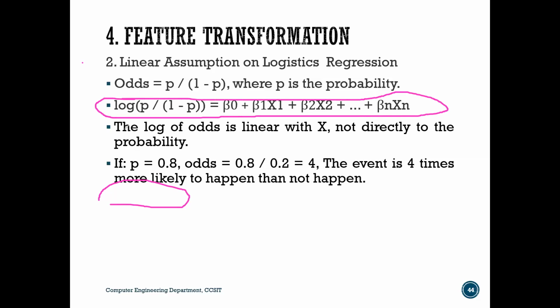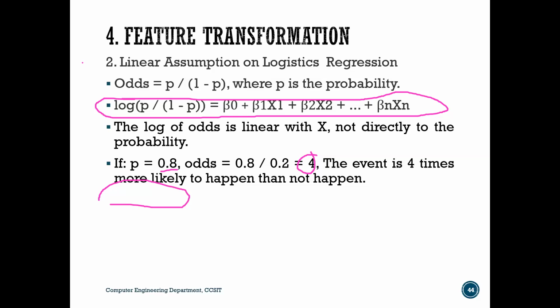So the log of odds is linear with x and not directly to the probability. I can also calculate these values. Suppose I have p equal 0.8. So 0.8 upon 1 minus 0.8, which is 0.2, so I am getting the answer 4. What do you mean by 4? The meaning is that the event is 4 times more likely to happen than not happen. So this will give you how many times that particular event will happen.